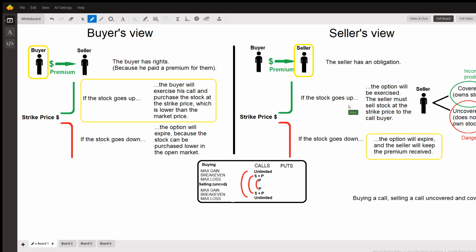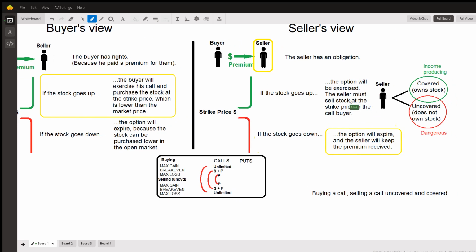Conversely, let's say the stock goes up. Now, if the stock goes up, the option is going to be exercised. The seller's got to sell the stock at the strike price to the call buyer, and he's also got to deliver the stock. Now, that's good if he's covered. If he owns the stock, he's covered. He simply delivers his stock. He's selling it for the strike price. However, if he doesn't have the stock, he's uncovered. This is a dangerous position to be in.